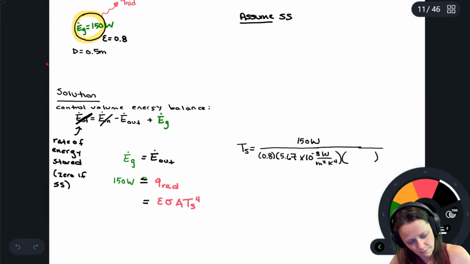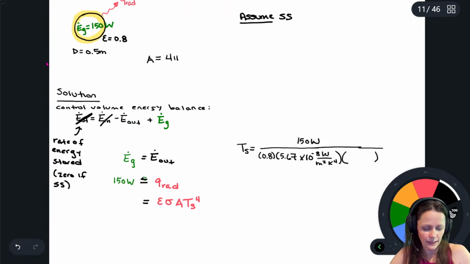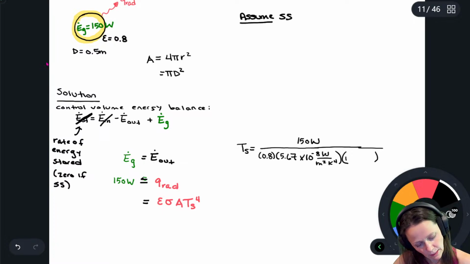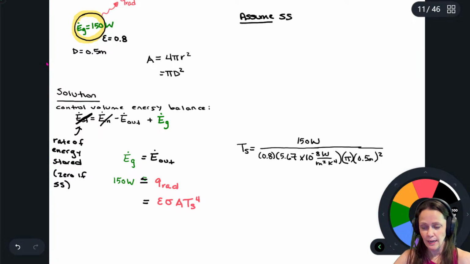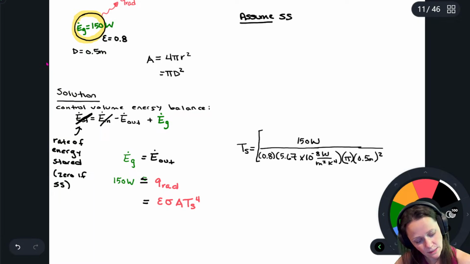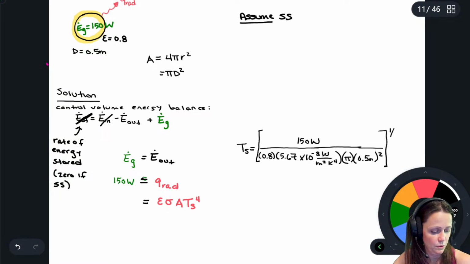So my area, I'll make a little note. Area, yes, 4 pi r squared, or just pi d squared. So this is going to be pi times 0.5 meters squared. And of course we need to take all of this to the 1/4 power. All right, so I end up getting 254.7 Kelvin.